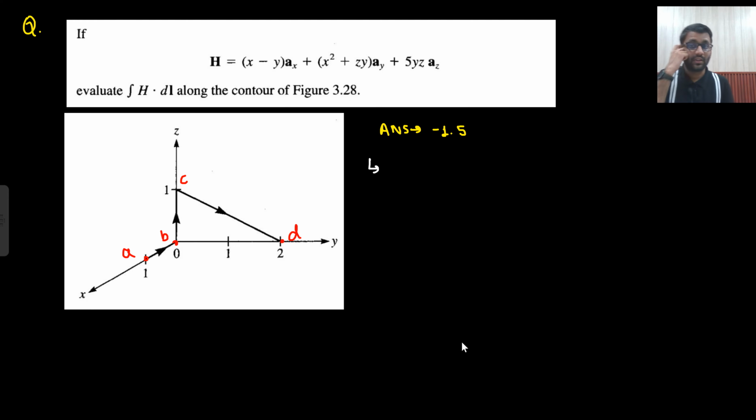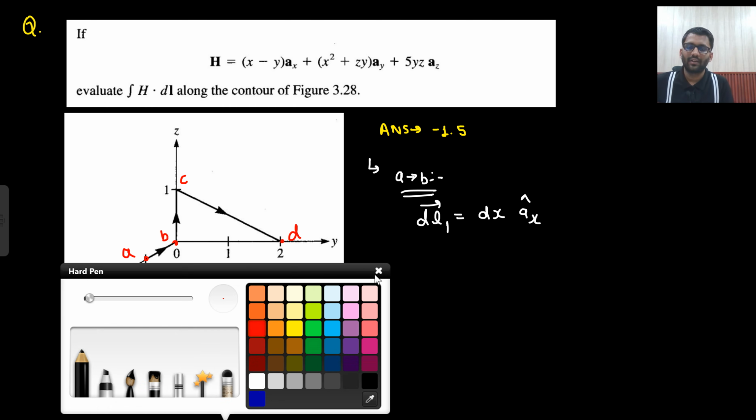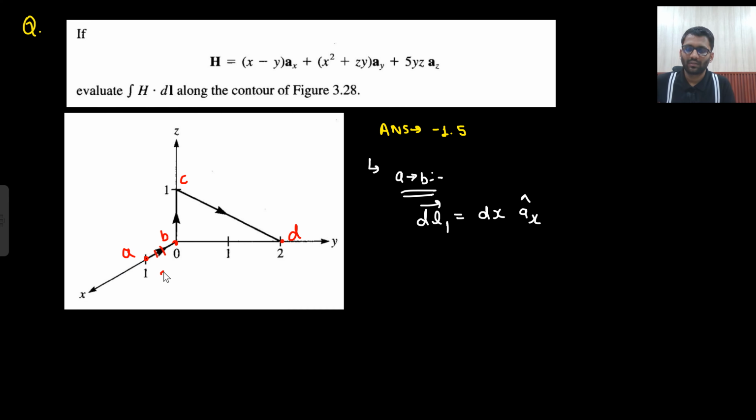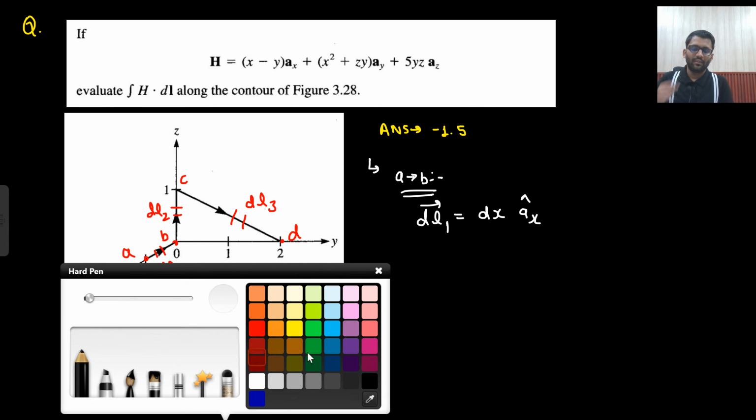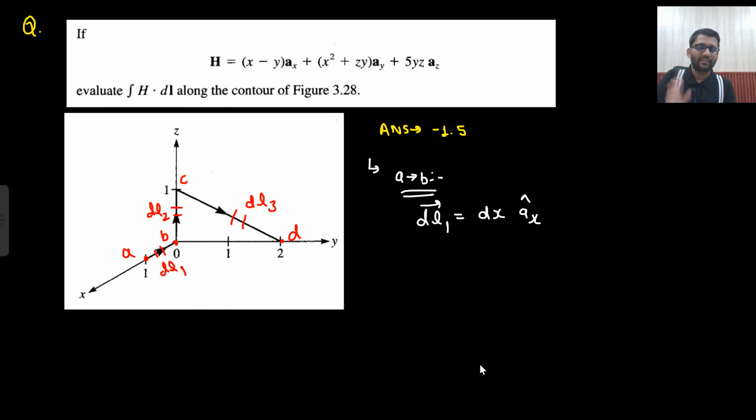Okay, so H dot dl I need to do. For A to B, what is changing? Only x is changing. For A to B, what is your dl1? Only x is changing, so dx ax cap. So I am writing, this is your dl1, this is your dl2, and this is your dl3. So dl1 is dx ax cap.